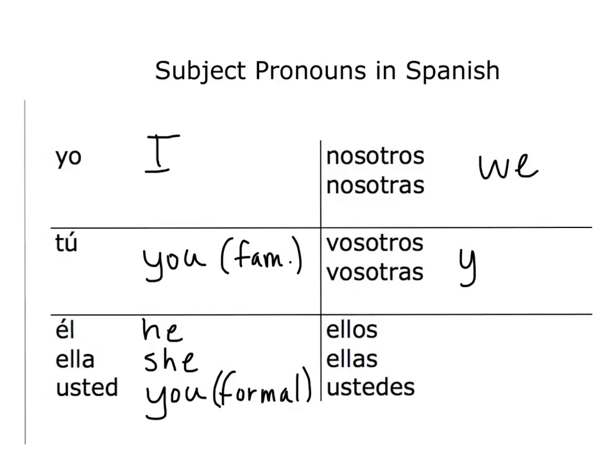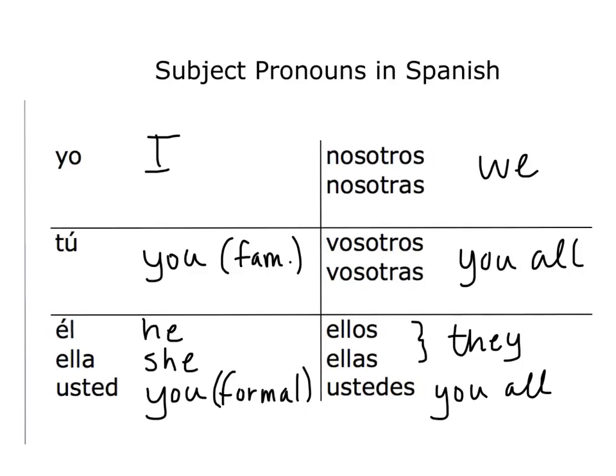Vosotros and vosotras mean you all. It's mostly used in Spain. We're not going to pretend that it doesn't exist in class, but we're really not going to use it too much. Ellos and ellas both mean they. And the system here is pretty much like it was with nosotros and nosotras. Ellas means they, and they're all girls. Ellos means they, and either they're all guys or it's a mixed gender group. Ustedes means you all. And this is the one that we're going to really use in class.